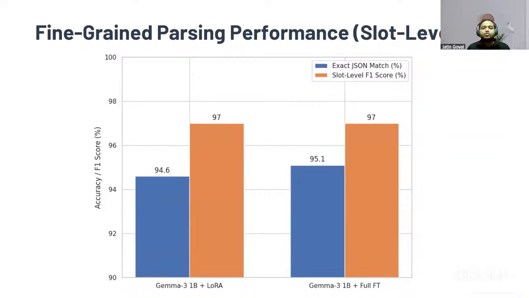This slide shows the slot-level F1 score. Both the LoRA model and the fully fine-tuned model achieve about 97% F1. This indicates that the LoRA model captures task-specific knowledge almost as effectively as the fully fine-tuned model. In practice, most end-to-end failures come from ASR errors or ambiguous user speech rather than parsing mistakes.